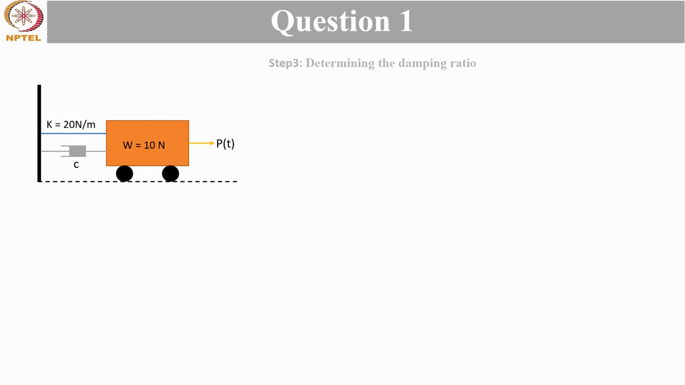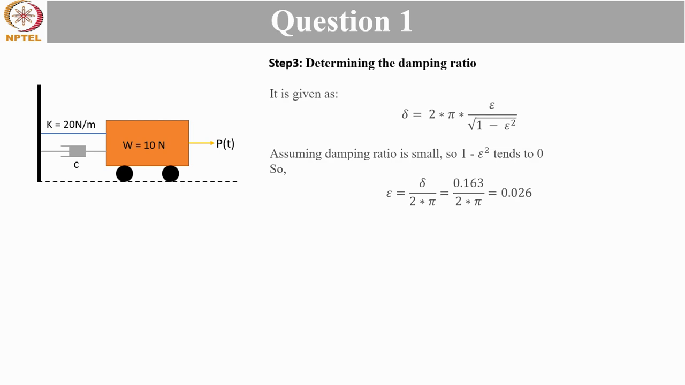Now, third is determining the damping ratio. Damping ratio, what is it? For this, we will use the relation. We know the logarithmic decrement, so we can say delta is equal to 2 pi epsilon upon under root of 1 minus epsilon square. Now, here comes the thing that I told you earlier, how to make assumptions.